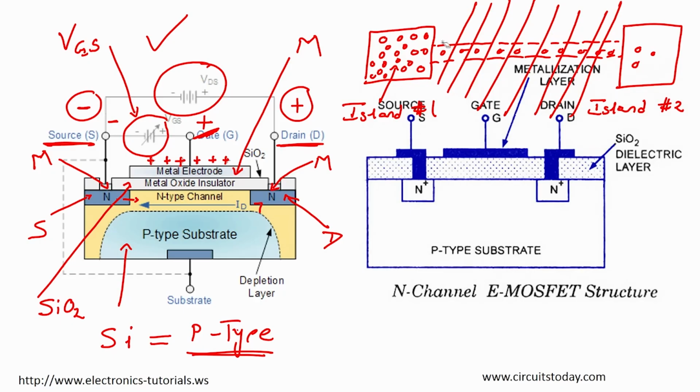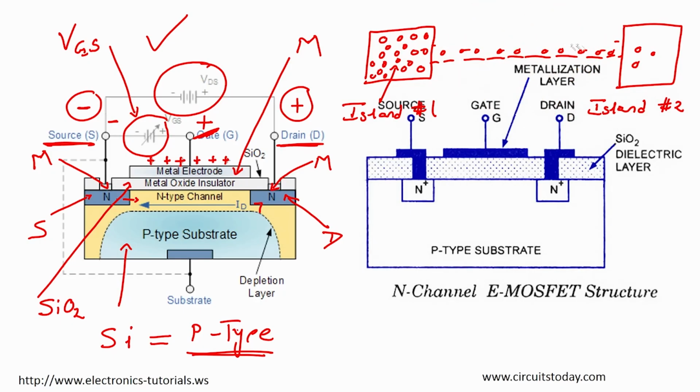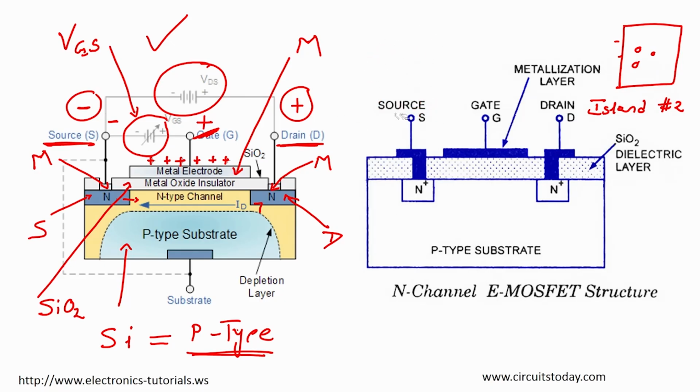But what if there is no bridge? If there is no bridge, then they cannot cross the island, correct. Same way, if there is no channel between source and drain, here is a source, here is a drain, electrons cannot go from source to drain, even if I apply VDS. So, I have to create a channel, and that channel is created with the help of gate to source voltage.